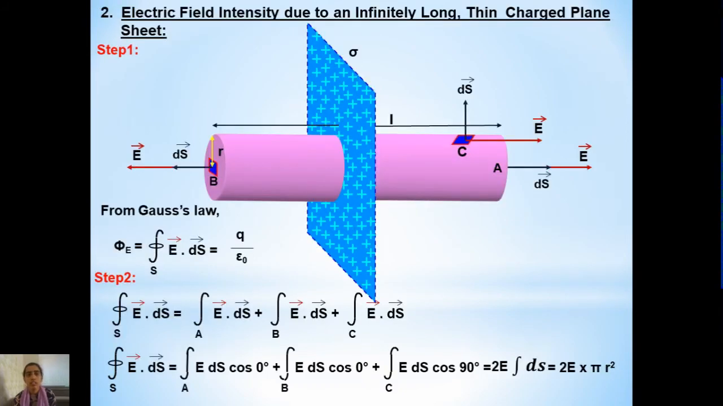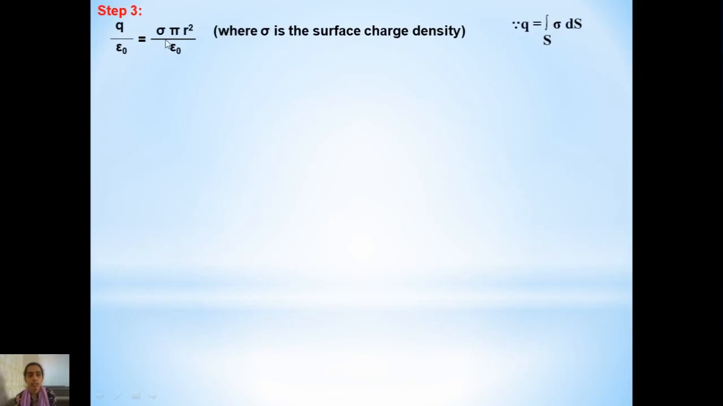Now in the third step, what we have to do, we should calculate the total charge which is present in the right hand side of the Gauss law, right? The total charge which is enclosed inside the Gaussian surface, so that we have to calculate. If we calculate that total charge, it will be equal to sigma into pi r square, where sigma is surface charge density. If you remember in the previous session, we had discussed about surface charge density.